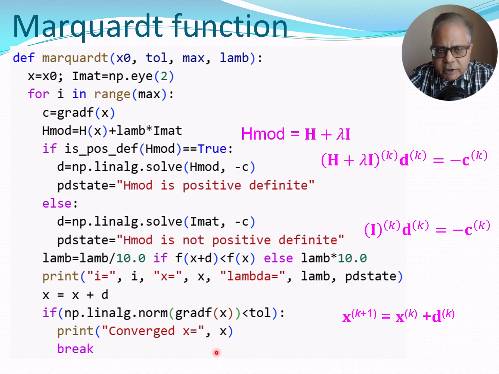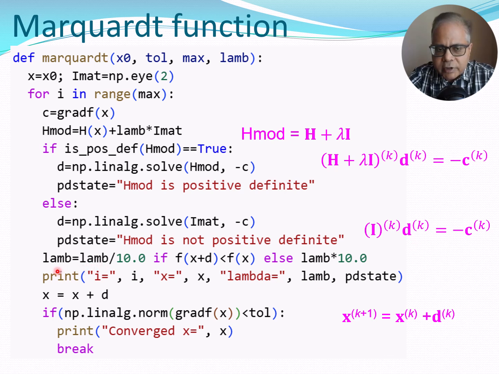So this is the Marquardt function. The first thing I do is set x to x0, and then I create an I matrix of dimension 2. I then have a for loop in range max. I calculate the gradient vector, then I calculate H mod as H plus lambda I, and then I consider two possible cases: in case H mod is positive definite, and in case it is not. In case it is positive definite, I solve this linear system using the built-in solver present in NumPy, and in case H mod is not positive definite, I replace it by I and solve this system here. So this is essentially the pure steepest descent method.